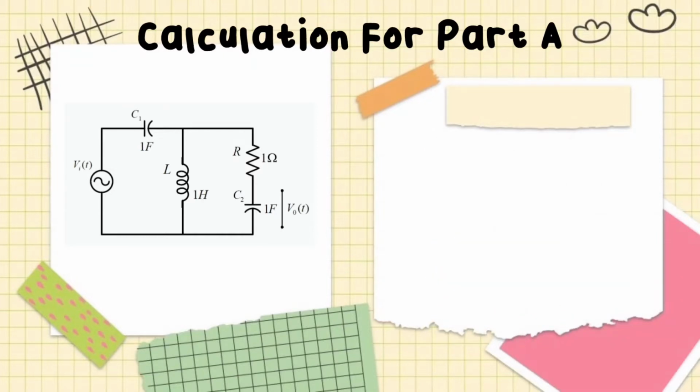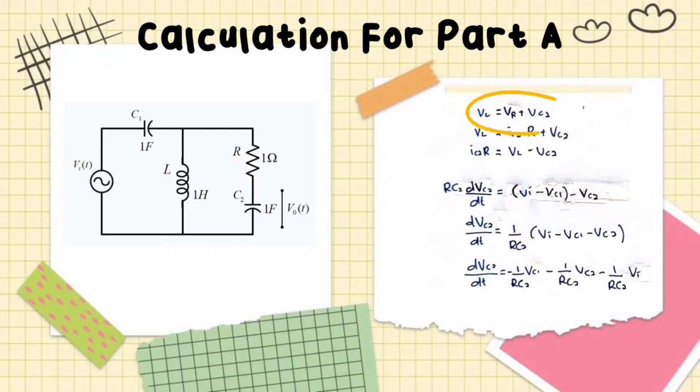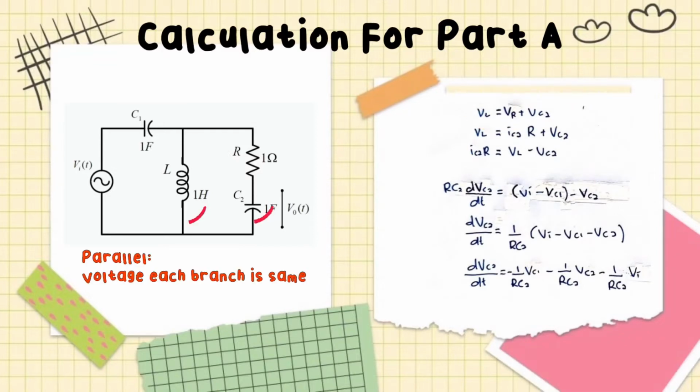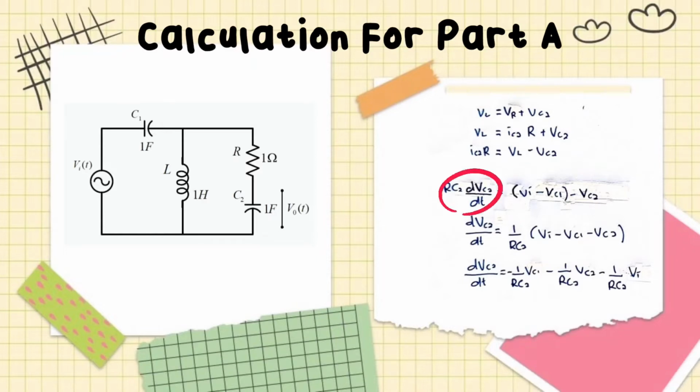From the circuit, we can get the equation VL equal to VR plus VC2, because the voltage value for parallel is equal to its opposite. Then we can obtain the equation for IC2R equal to VL plus VC2, and then convert IC2 to the derivative equation, that is C dVC2 per dt, to obtain the equation of dVC2 per dt.